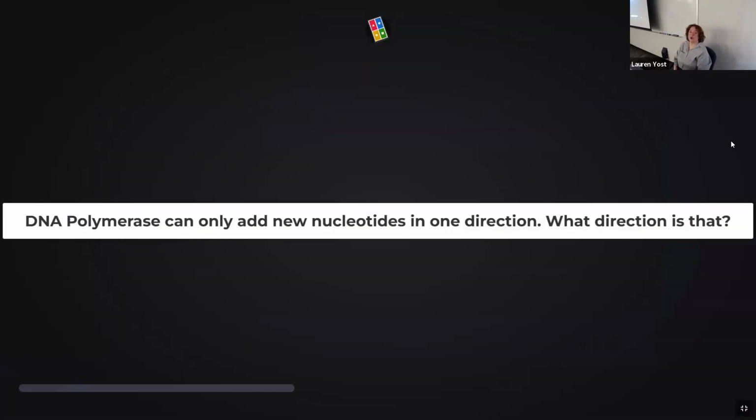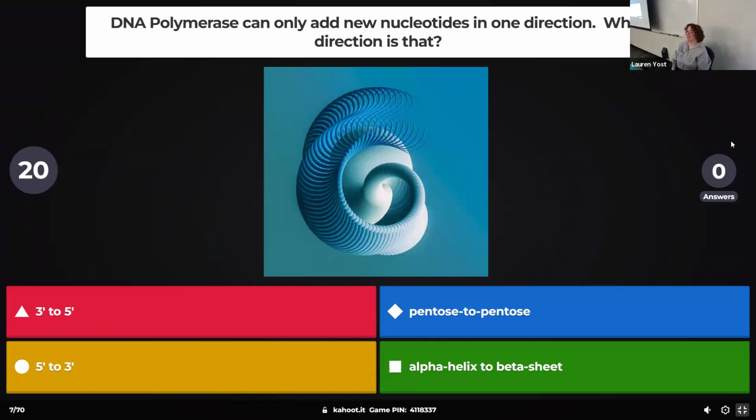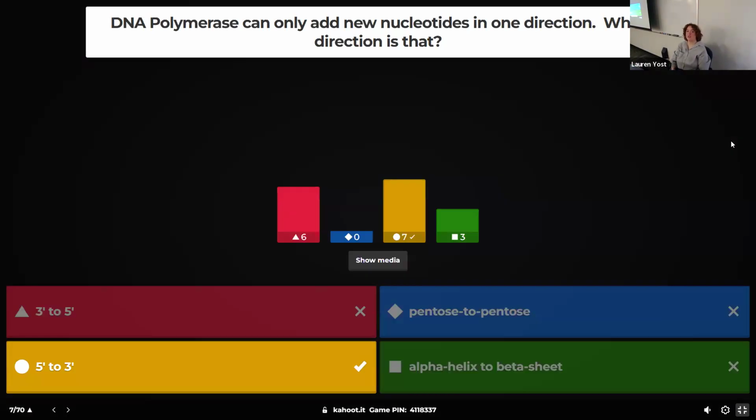All right, DNA polymerase can only add nucleotides in one direction, and what direction is that? All right, so this is 5' to 3'. Well, we generally agreed that it should be one or the other. So we do add nucleotides to the 3' end, but the overall direction is 5' to 3', extending in the 5' to 3' direction.